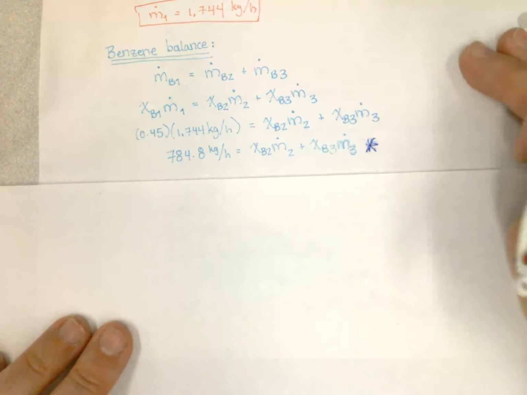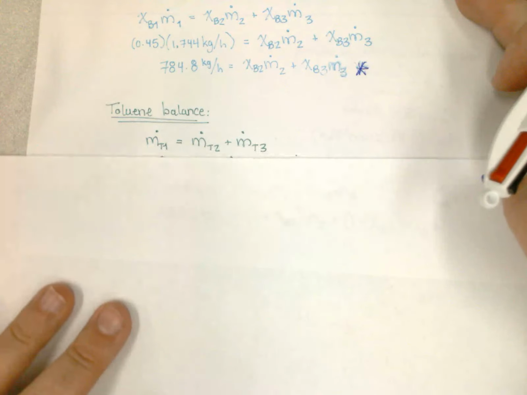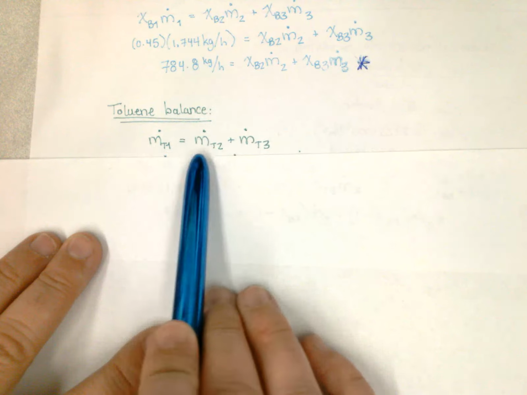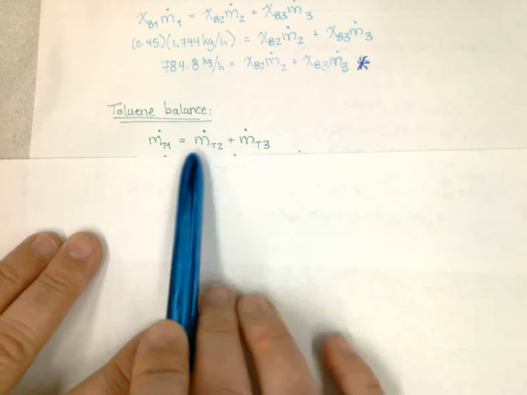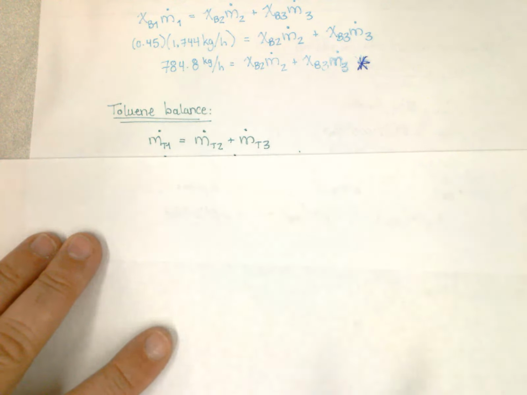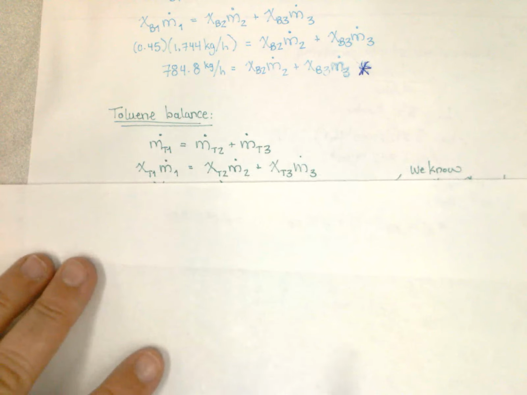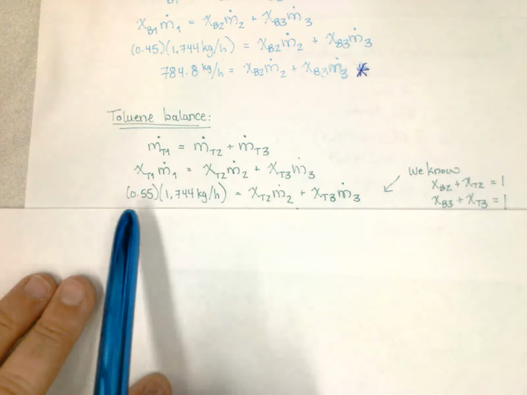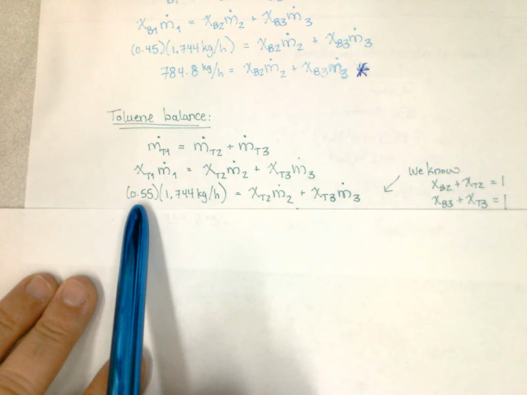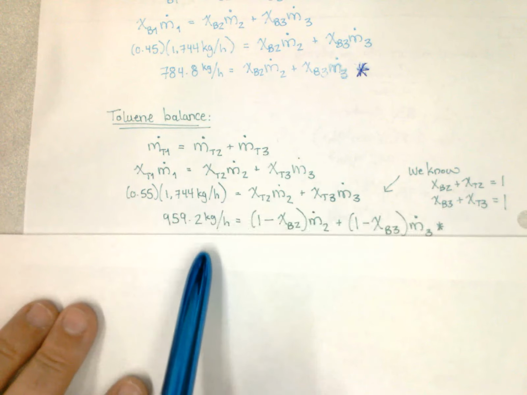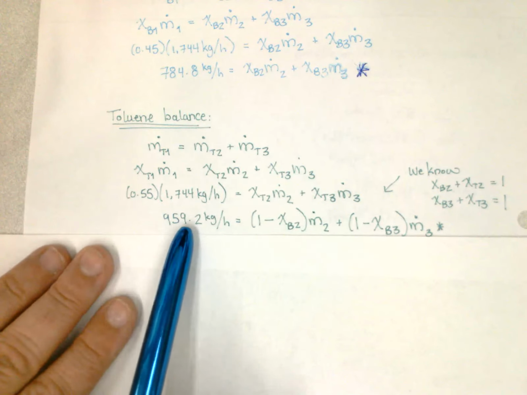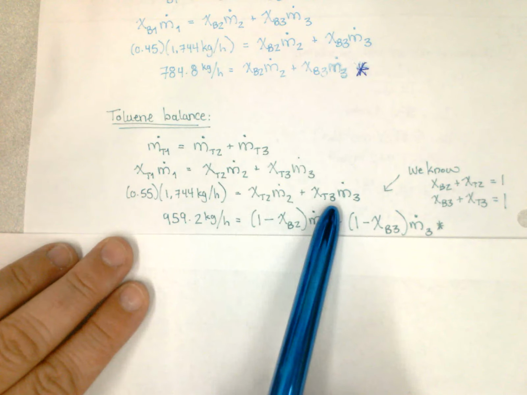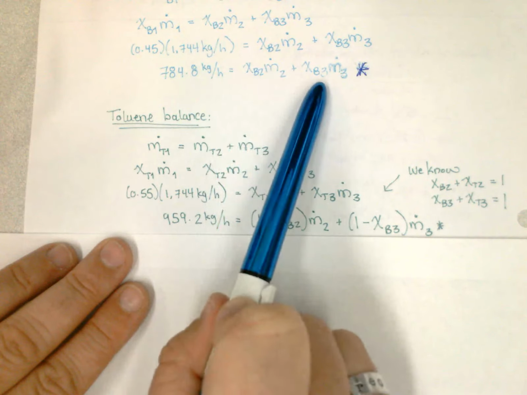So that's another balance. We can also write a toluene balance, and it's got the same general format. Toluene in 1, input coming in, is equal to the 2 combined outputs, the output in 2 and the output in 3. We can do the same thing and translate that into a fraction of the total. And then we know what's coming in is 55% toluene, and we know that mass flow rate in, so we can simplify this equation. And what you'll notice here is we don't have xt2 and we don't have xt3, but up here we have xb2 and xb3.